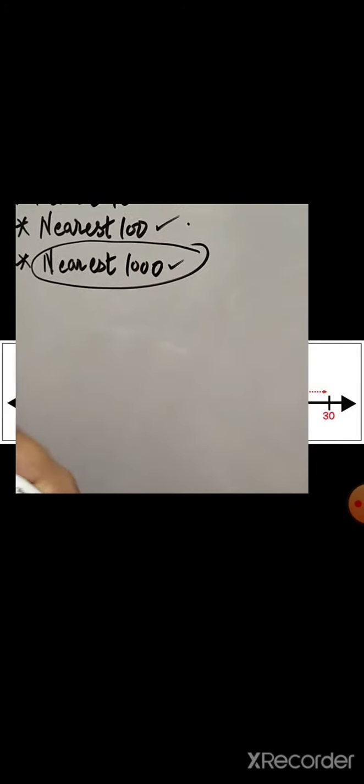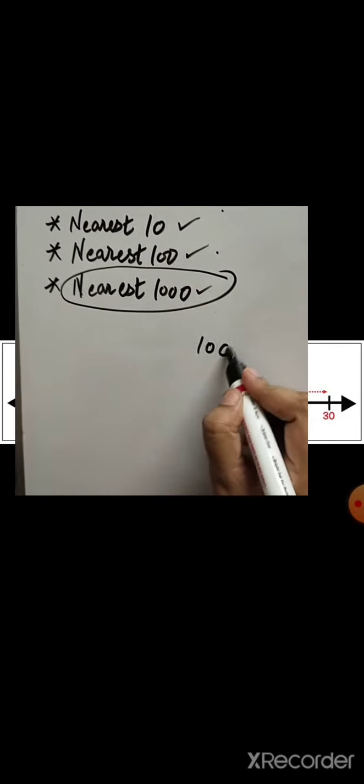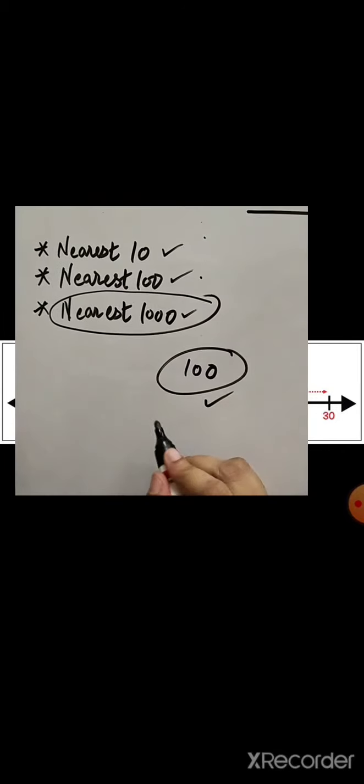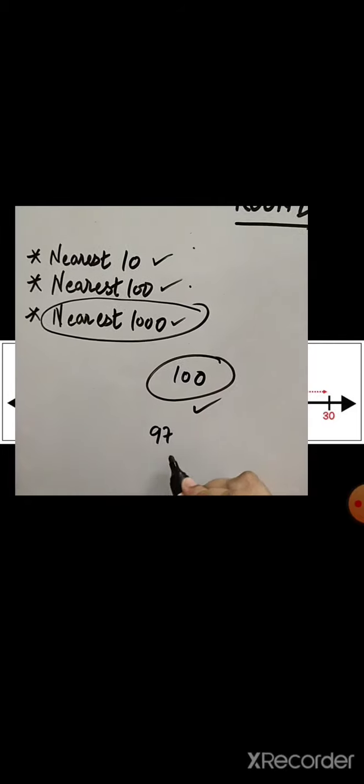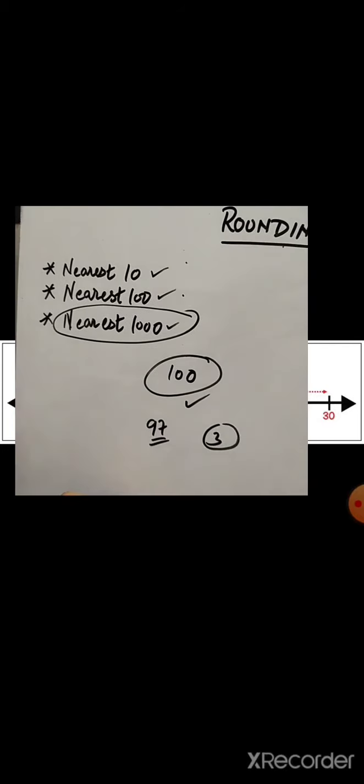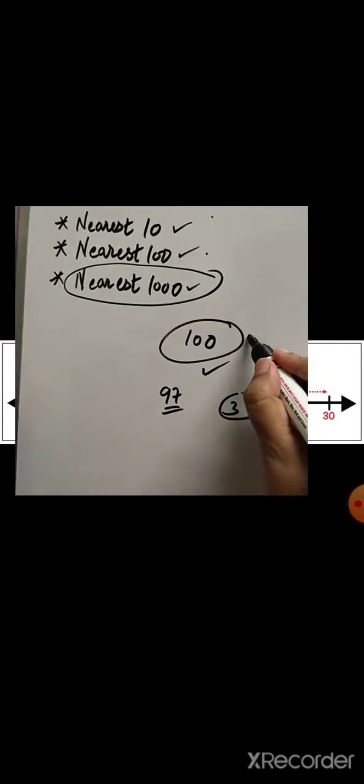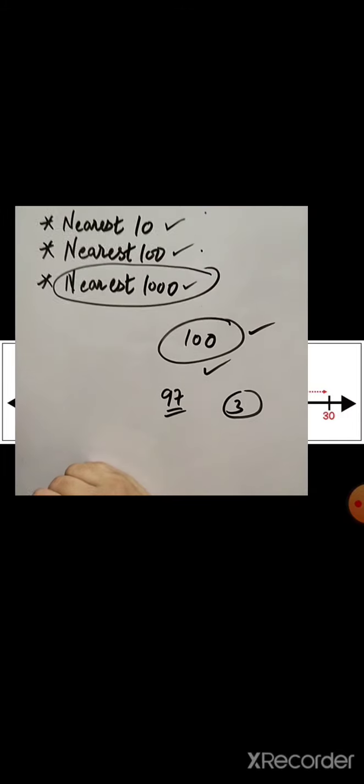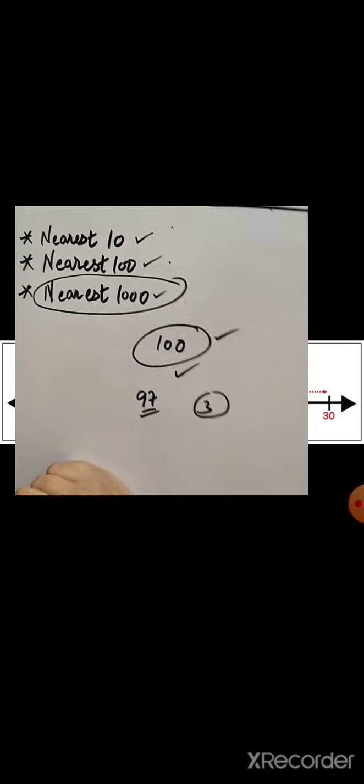Your parents will estimate that the price of the box will be somewhere around 95 to 100. They'll give you a 100 rupee note. If you purchase it for 97 rupees, you will get 3 rupees back. So this is just an estimated number or approximate number. It is not the real number or exact number.